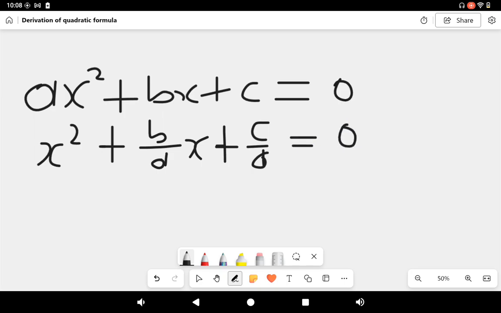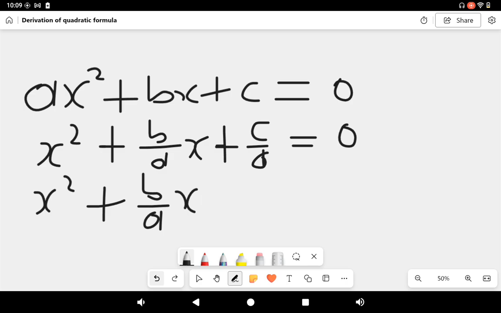So now we're simply going to complete our square. How do we do that? I'm going to write x squared plus b divided by a, then multiplied by x. This is the same as in the previous step, right?